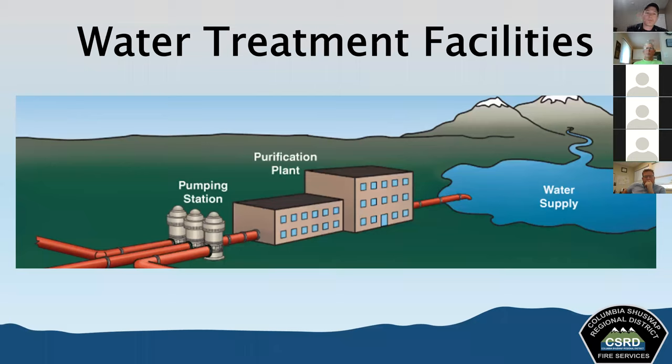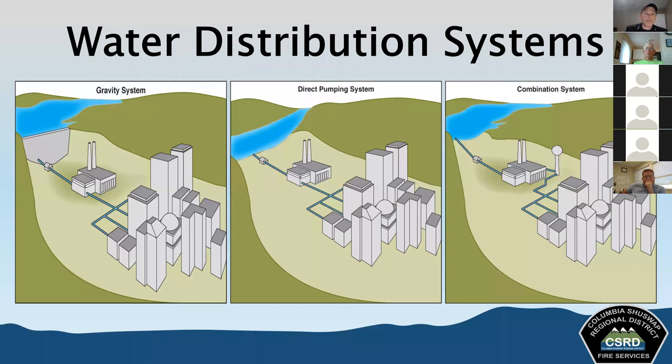with fire departments. So once it's gone through the treatment facility, it goes into what's called the distribution system. Basically, the distribution systems are just a means of moving water. They're required to move the water from that original source from the treatment facilities and then on to the distribution points and the use points. There's a few different types of distribution systems out there.